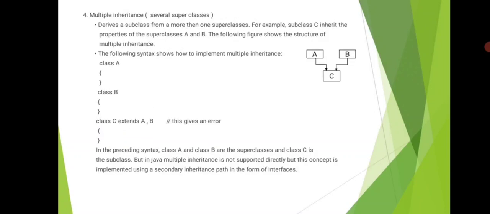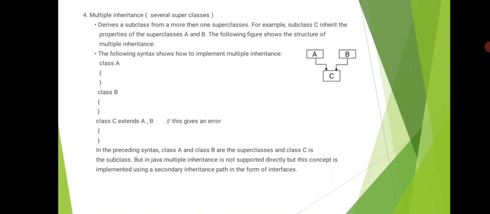Next we study multiple inheritance. In multiple inheritance, several superclasses are there. It derives a subclass from more than one superclass. For example, subclass C inherits the properties of the superclasses A and B. So here we see more than one superclass, and they are derived to a single subclass. In this example, C is the subclass which inherits the properties of the superclasses A and B.